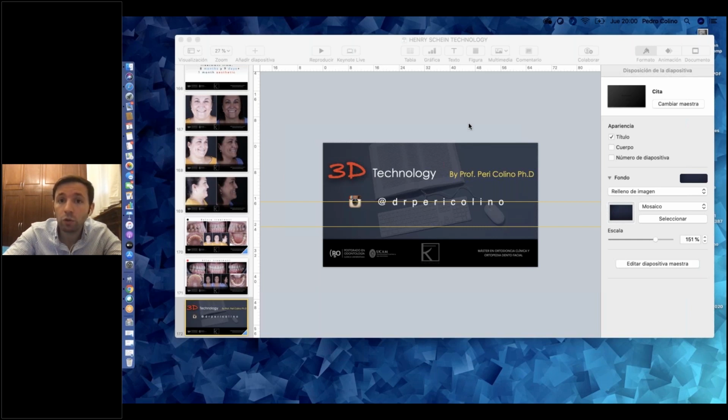For example, in the north there is less maxilla deficiency than in the south of Spain. Okay, it depends on the volume of the maxilla.